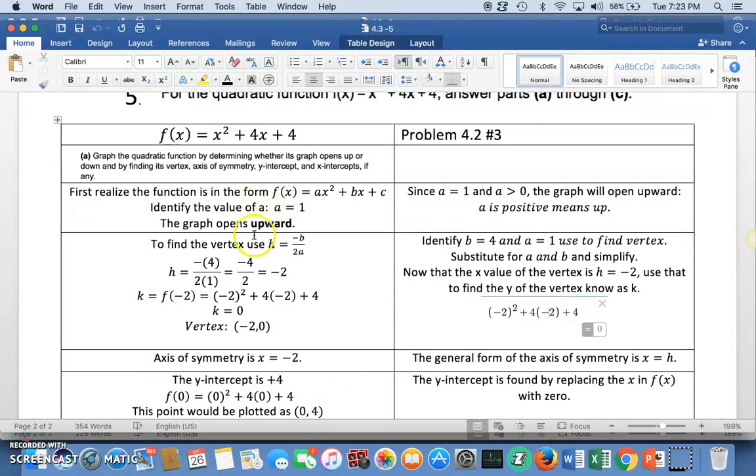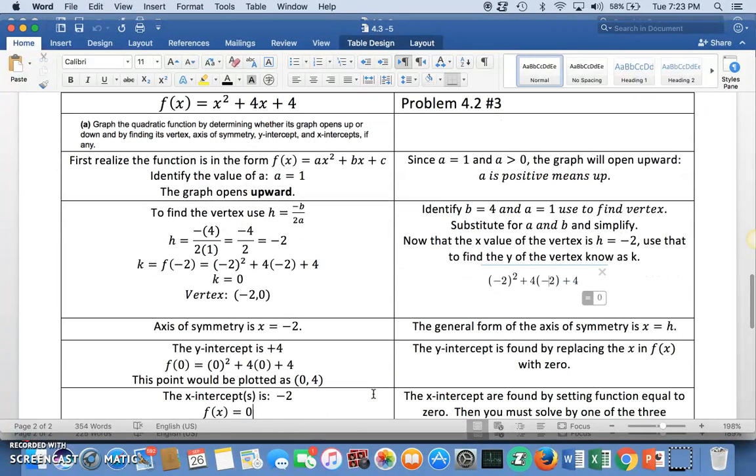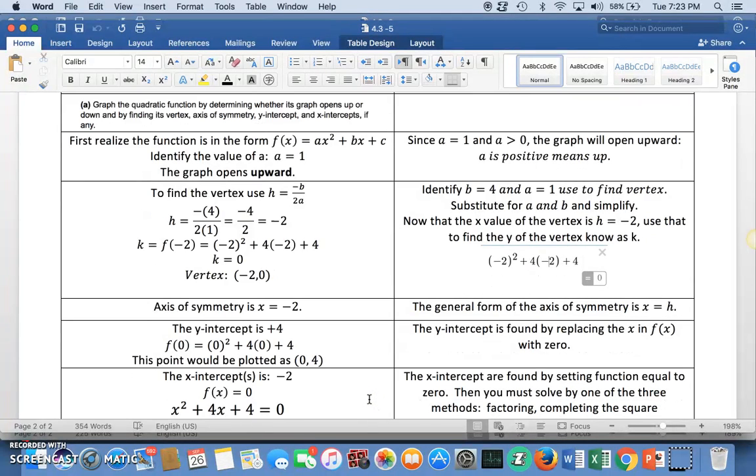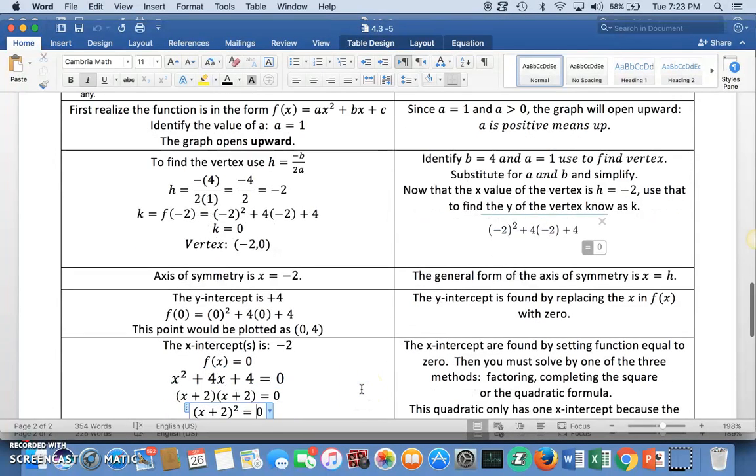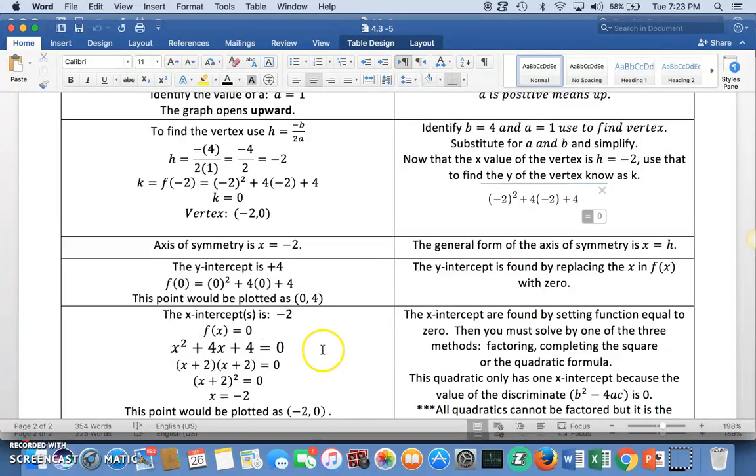Your axis of symmetry is always the vertical line that cuts directly through the vertex. So that would be x equals negative 2. Your y-intercept, let x be 0. When x is 0, then y turns out to be 4. Your x-intercepts, since your vertex is on that, the only one you're going to have is that negative 2, 0. But here it kind of goes through the whole process of doing it.